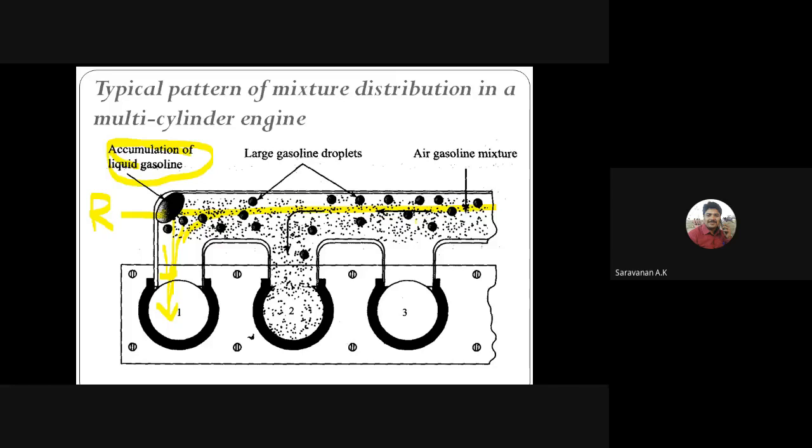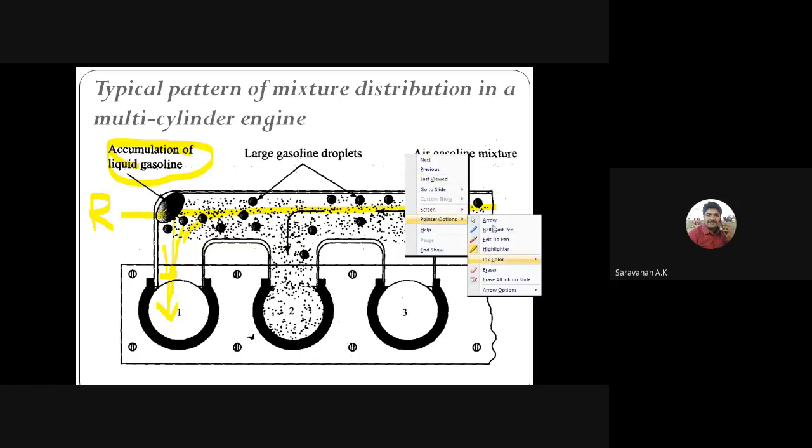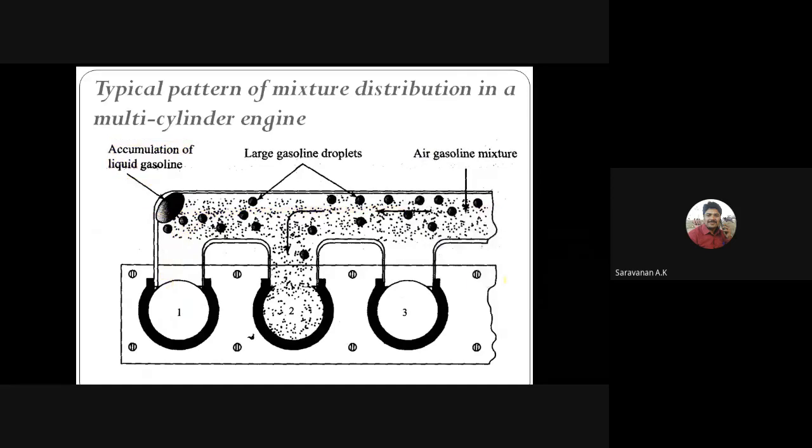This type of distribution is called maldistribution, right? The various cylinders receive the mixture in varying quantities and richness. This type of maldistribution is not good for an engine, so we have to avoid it.